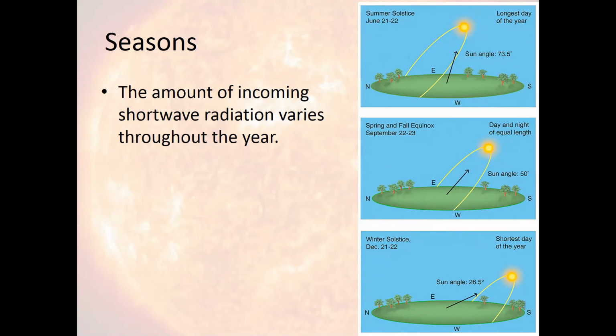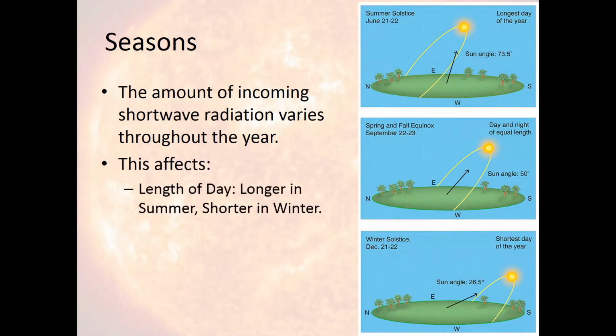And this affects not just the angle of incoming sunlight, but also the length of the day. So, during the wintertime, the sun is lower in the sky, and it's also out for a much shorter period of time. So now you have very dim light over a very short period of time. So it's going to be pretty cold.